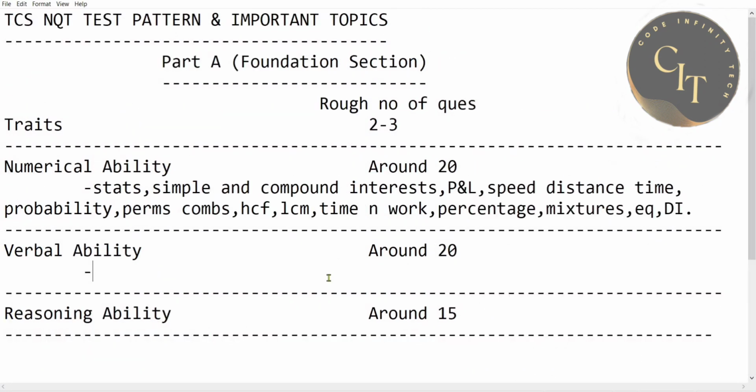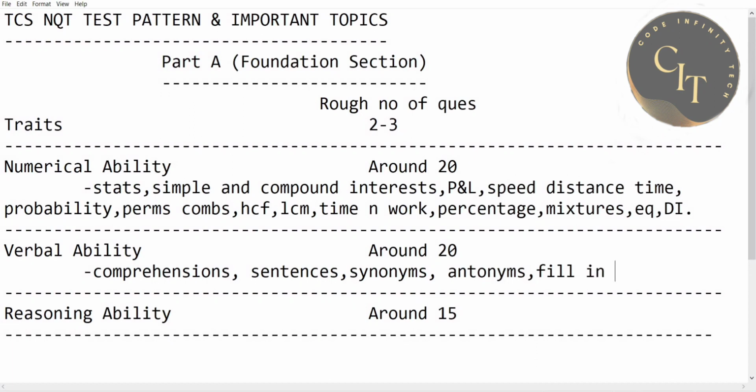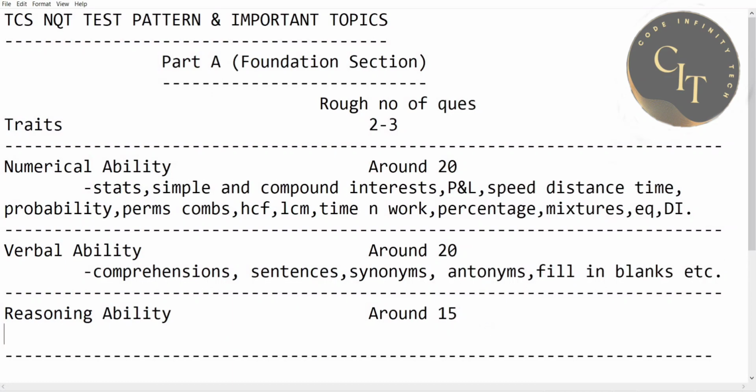And then moving to the next section, verbal ability. The questions in this section will be based on English, like reading comprehensions, sentences, synonyms, antonyms, and fill in the blanks with prepositions, articles, etc. You can easily get through this section because it will all be related to English and is not too difficult. Once you are comfortable with basic elements like reading, prepositions, vocabulary, etc., you can get through this section easily.